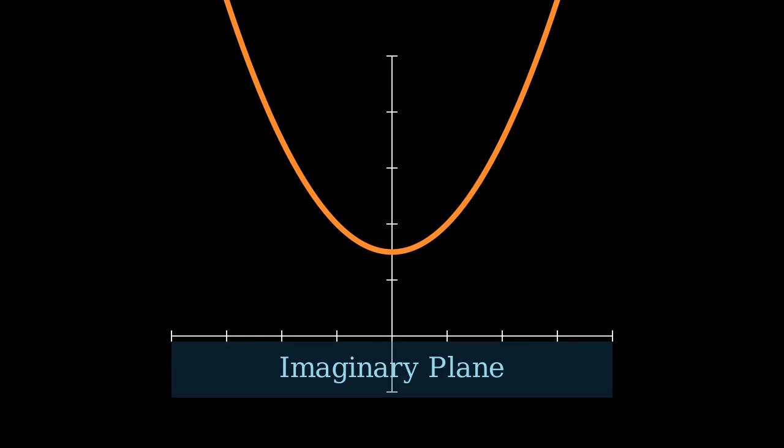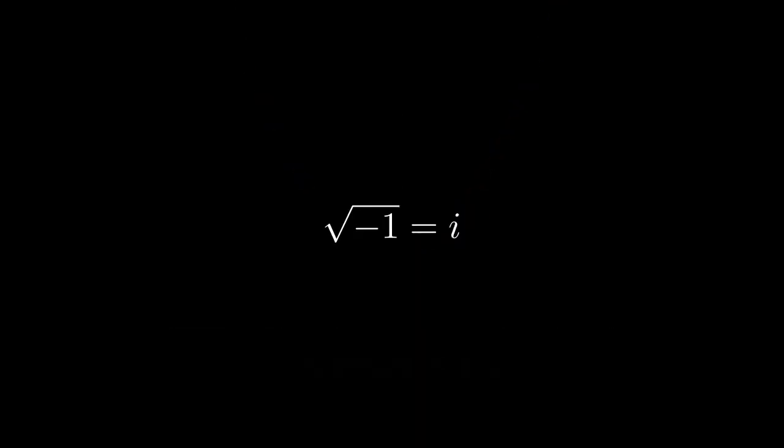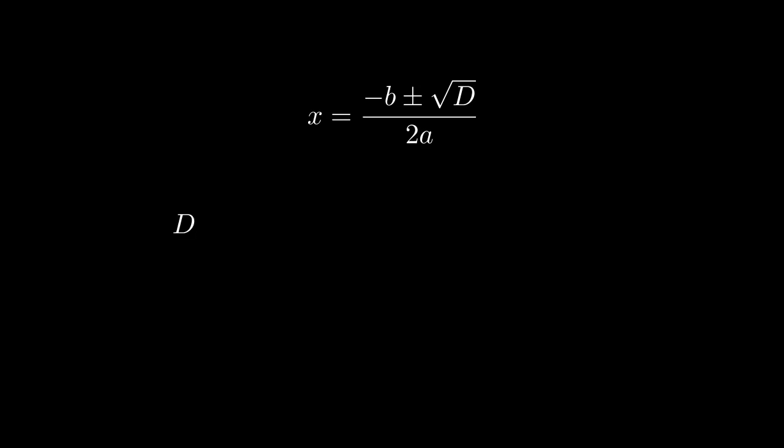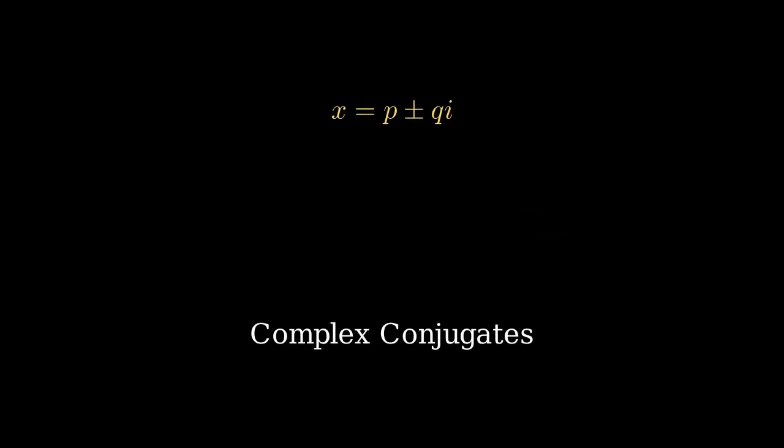To find our roots, we must enter the imaginary plane. This space is defined by the unit i, the square root of -1. In the quadratic formula, a discriminant like -16 results in 4i. These paired solutions are called complex conjugates, written as p plus or minus qi. In the complex plane, these roots are symmetric reflections, completing the picture of our quadratic solutions.